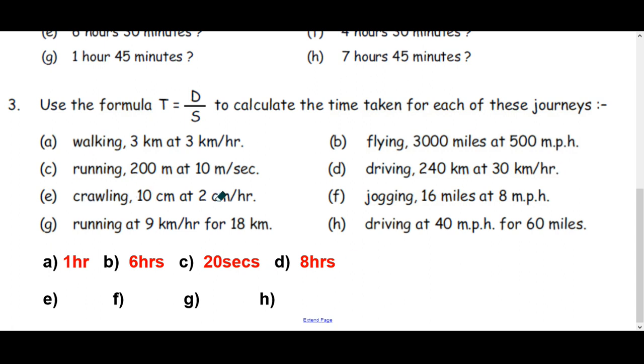E, 10 divided by 2, so that's 5 hours. F, 16 divided by 8, that's 2 hours. G, they've swapped things round, it's 18 divided by 9, so that would be 2 hours. And the last one is 60 divided by 40, which is 1.5 hours. Now, I would convert that to 1 hour and 30 minutes.